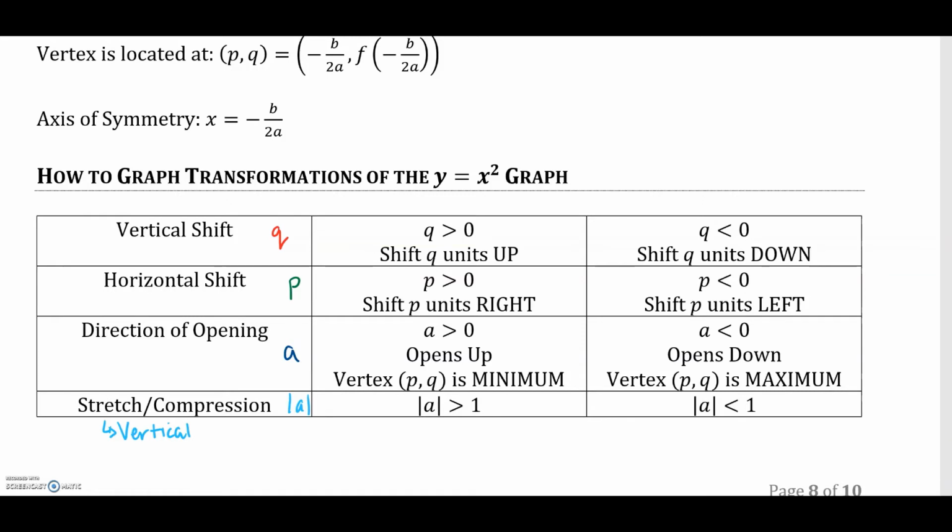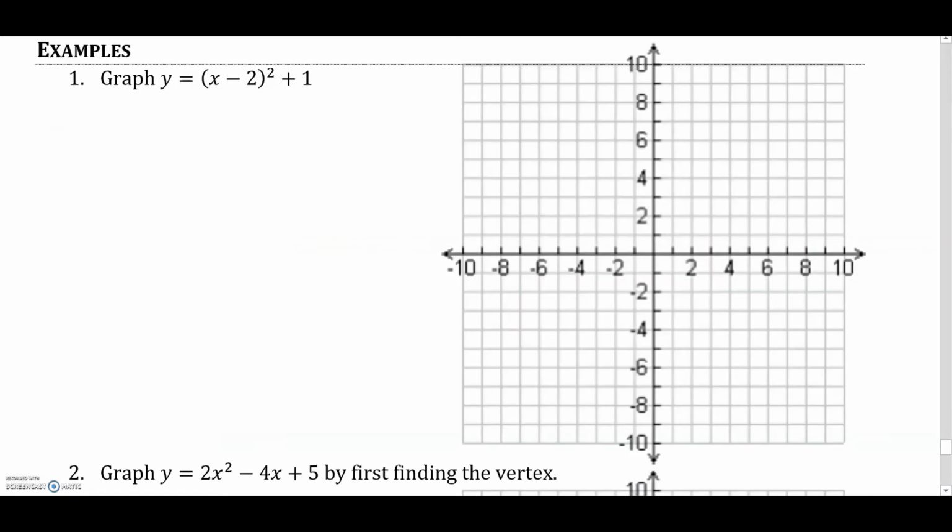So let's practice using a few examples. We want to identify the key features of the graph as well as actually graph them. First, we want to graph y is equal to (x minus 2) squared plus 1. Right away, we can identify that this parabola opens up and it has a vertex at the point (2, 1). The reason we know that it opens up is that our a value is 1 and 1 is greater than 0.